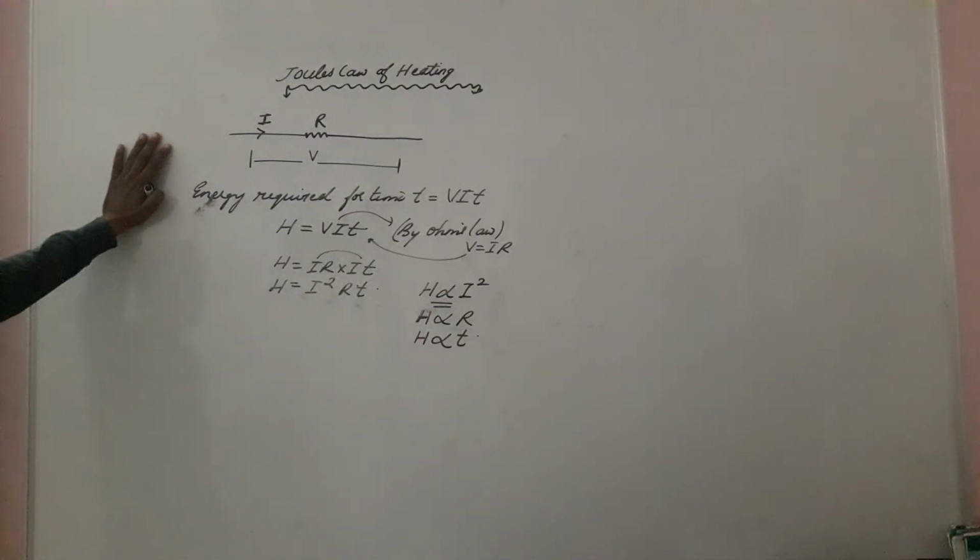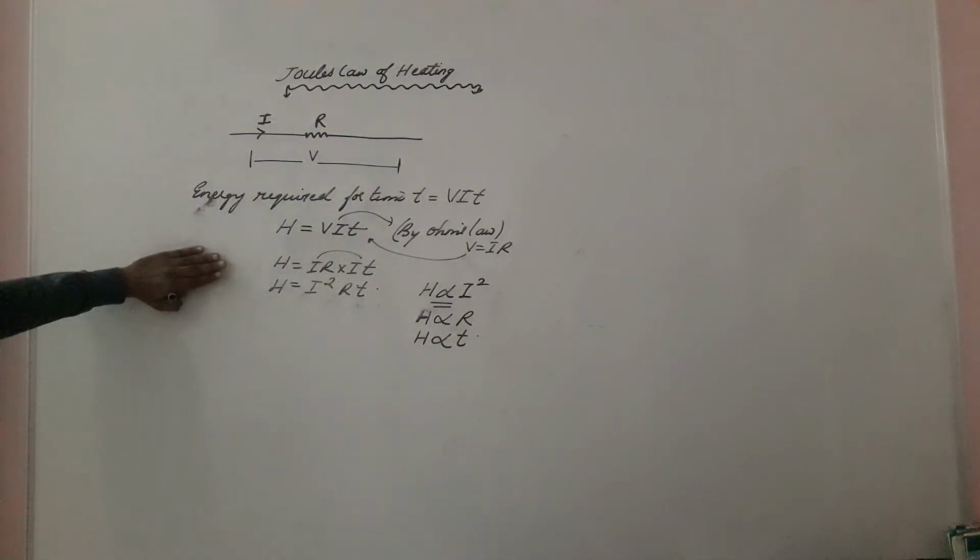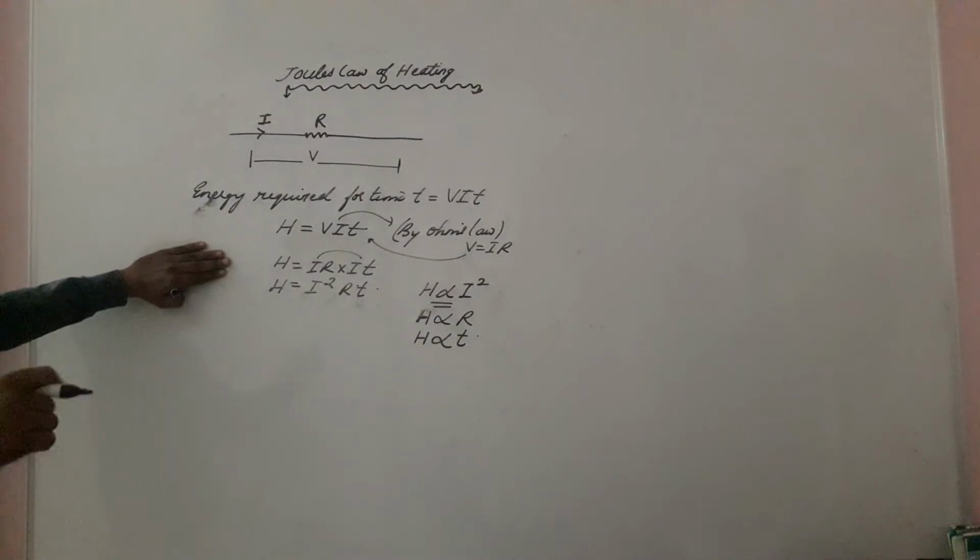Now, where is this phenomenon used? It is used in appliances like heaters, which have conducting wires of high resistance. Second, it is also used in electric bulbs. An electric bulb has a tungsten filament. It is coiled, and that tungsten filament transforms a large amount of electric current into heat by providing a lot of resistance.